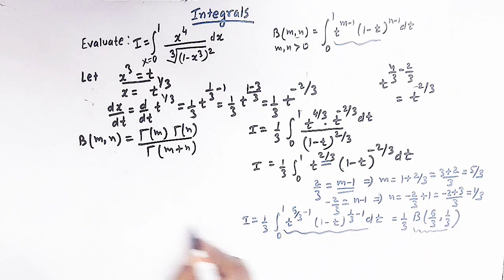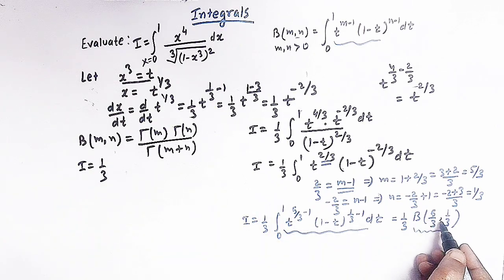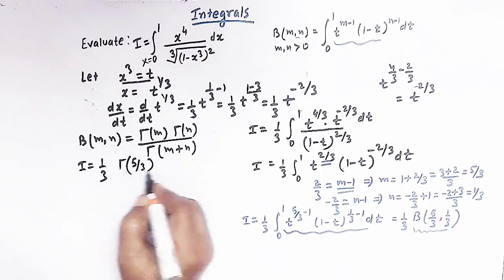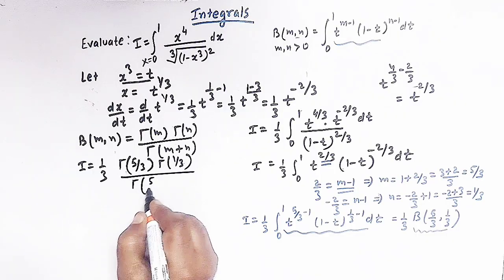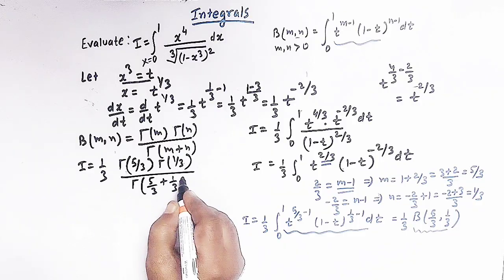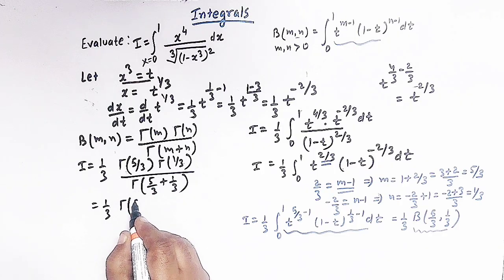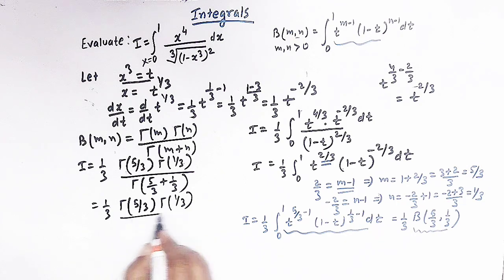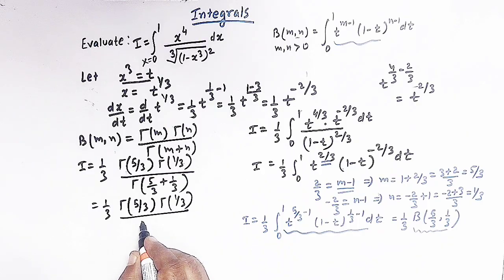So now this integral I is equal to 1 over 3 times beta 5 over 3 comma 1 over 3, which is equal to gamma 5 over 3, then we have gamma 1 over 3, and here we have gamma of 5 over 3 plus 1 over 3, right? So this is 1 over 3 times gamma 5 over 3, and then we have gamma 1 over 3, and here 5 plus 1 is 6, 6 over 3 is 2, so we have gamma 2.